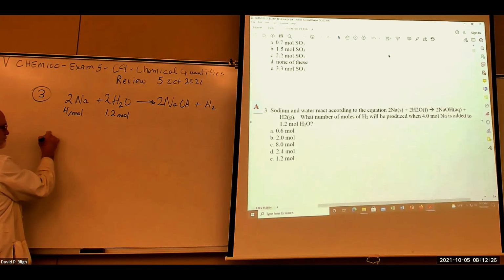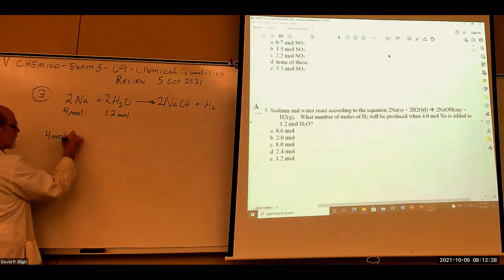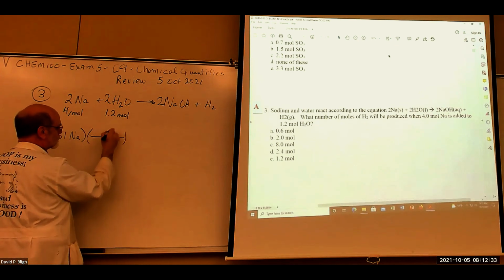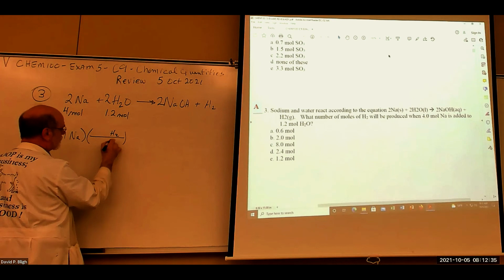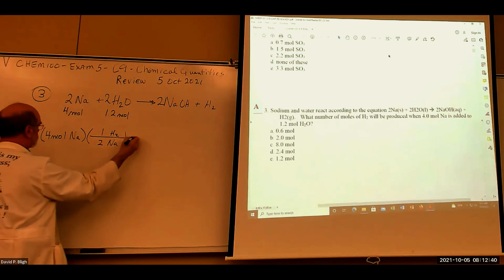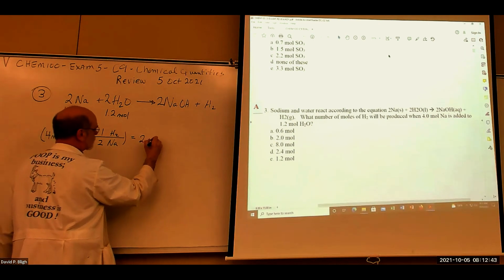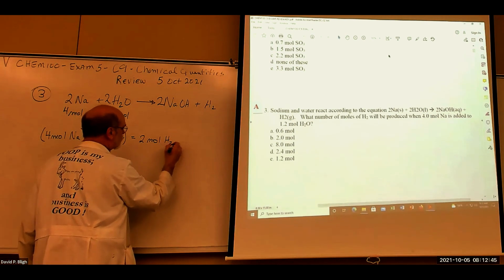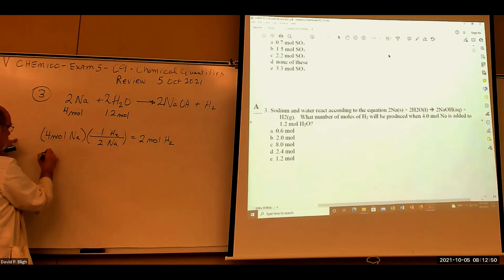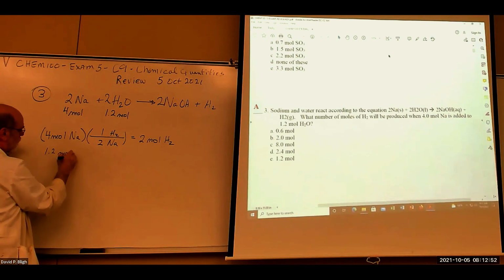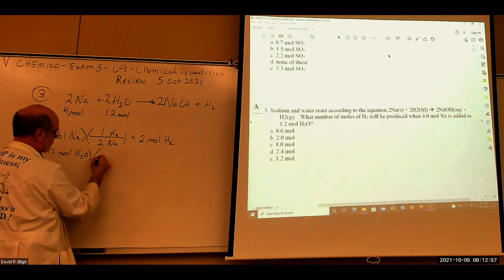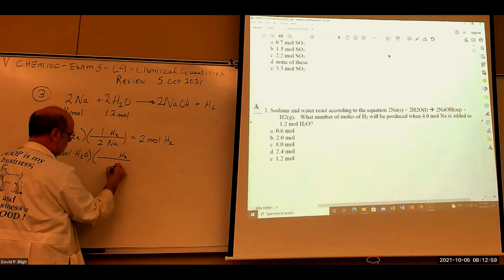So if we say 4 moles of sodium would give us how many moles of hydrogen? There's 1 hydrogen for every 2 sodiums. That means 2 moles of hydrogen will be produced from this one. From this one, 1.2 moles of water. We want to convert that one to hydrogen.